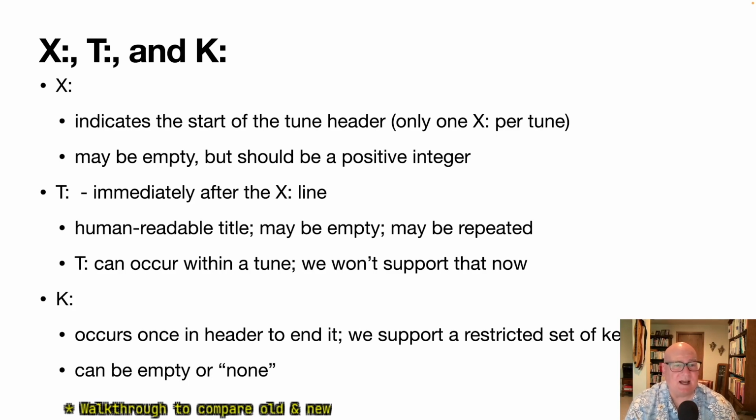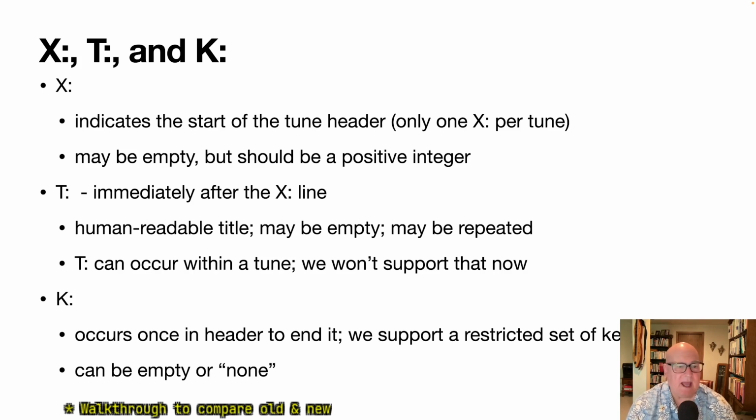There's a T line for title immediately after the X line, and this is a human readable title. It can be empty. It may be repeated, and if you have more than one, they're like alternate titles. These old tunes often have many different titles, similar but not the same. There's also the notion that T can occur within a tune, identifying parts of a tune or something like that. We're not going to support that now. I don't know how common it is anyway.